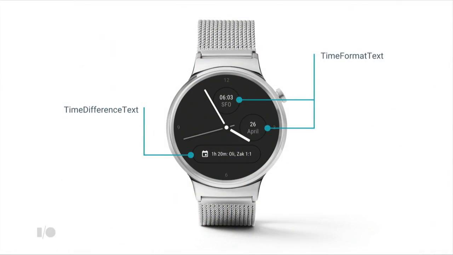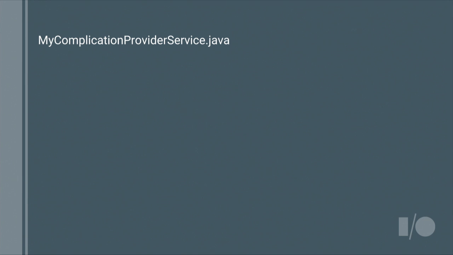For text that represents the current time, we have time format text. And for text that represents the time to or from a given time, use time difference text. Let's take a look at an example. So let's say that we're building a complication showing the time to my next meeting, and we're using the short text type. So I'm building complication data of type short text.